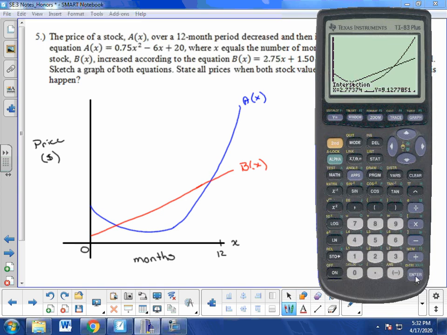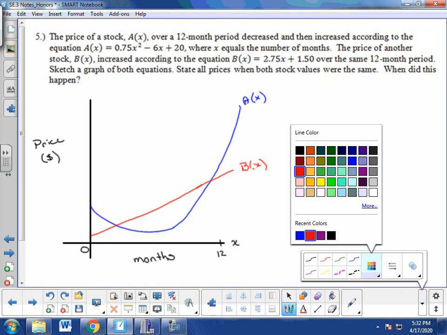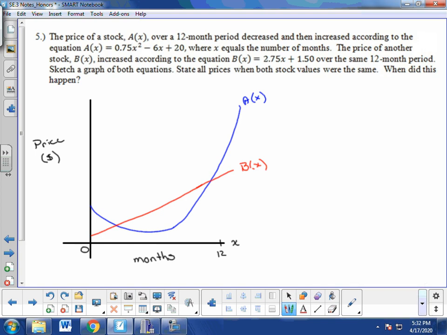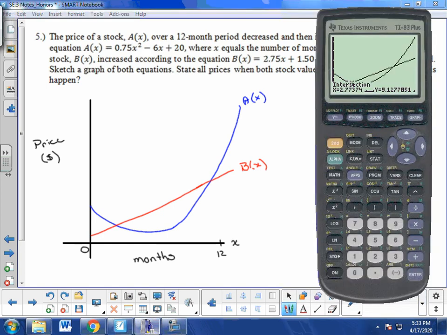make sure my cursor is close here. Now in this one, rounding is not necessarily dependent on the question. It just tells you what the price is. So for the price, we want to make sure we round to the nearest 2 decimals because it is dollars. For month, I'm going to go ahead and do the same and just round to the nearest 2 decimals. So 2.77 and 9.13 for the first intersection.